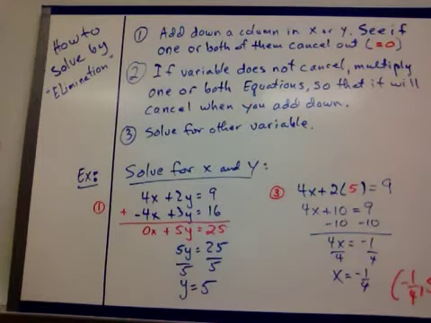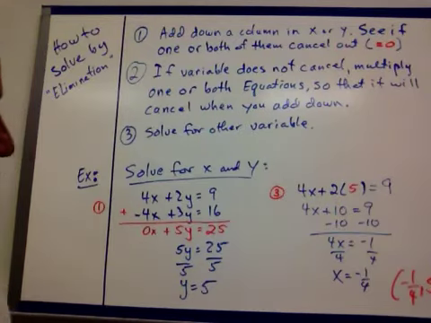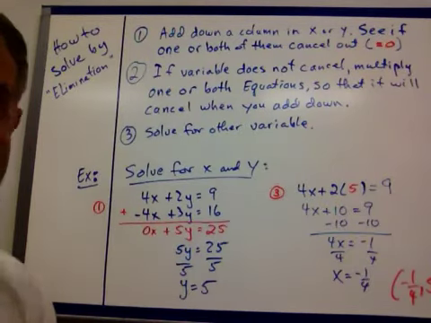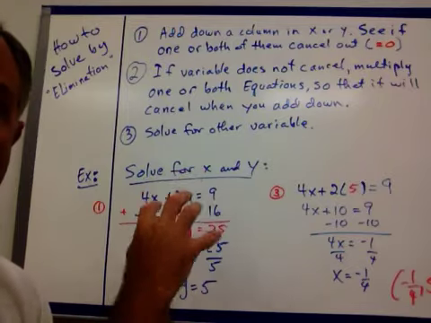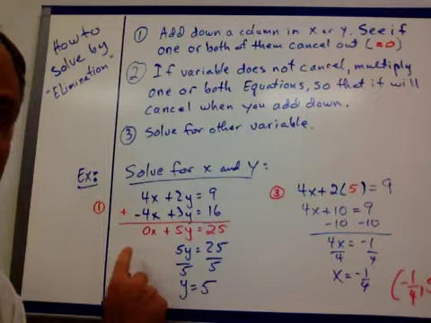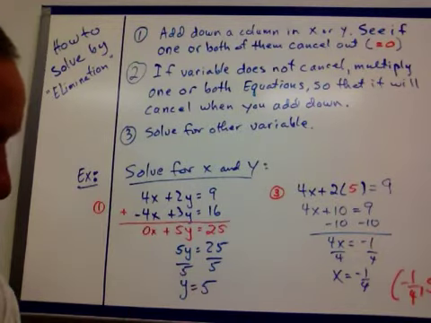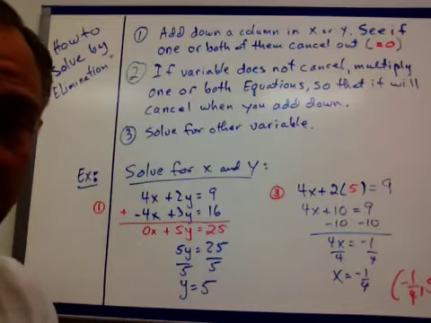So when I look at this problem right here, 4x plus 2y equals 9, and negative 4x plus 3y equals 16, when I look down and I add them up, I see that my x's cancel. I have 0 x's, so they're gone. So I get 5y equals 25. Divide out the 5. y is 5.